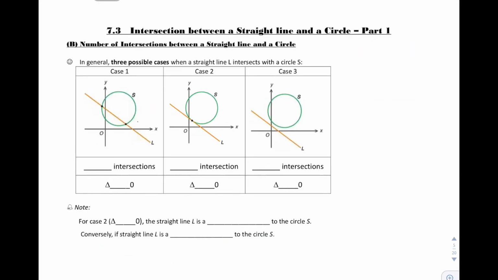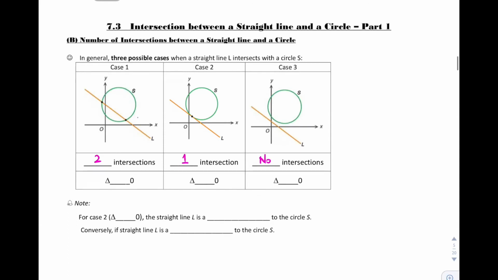So here, in general, there are 3 possible cases when a straight line L intersects with a circle S. Case 1, there are 2 intersections. Case 2, there is only 1 intersection. And case 3, there are no intersections.